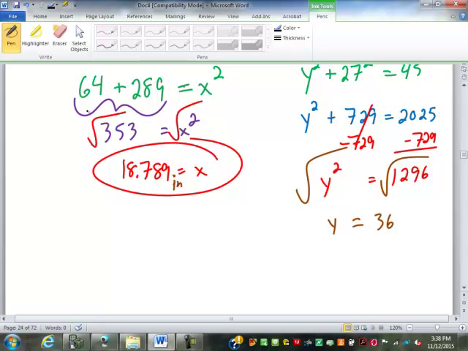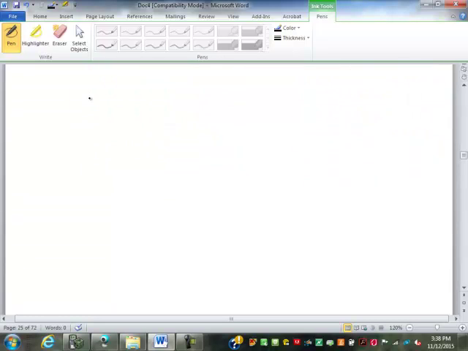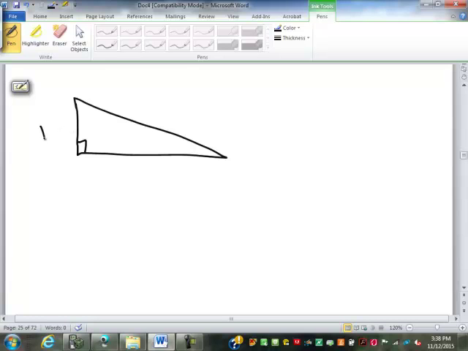So let's do another example. So we're going to do 13 inches, 85 inches, and find x. I'll let you guys go ahead and try that in your notes. See if you can make that work.